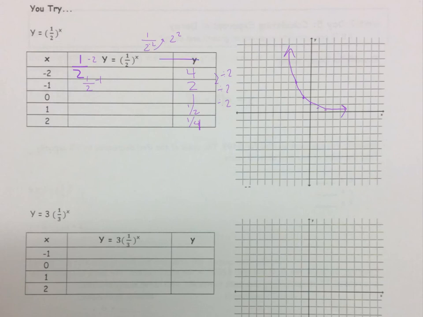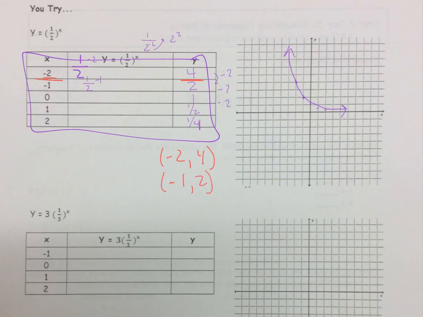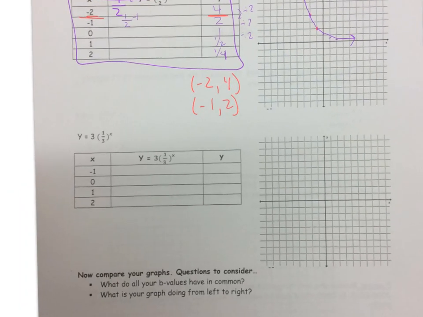Remember, every single one of these is a coordinate pair. That's something that we seem to struggle with in class. So here's the x, here's the y, -2, 4. -1, 2. That's these points right here. All right, try this last one.